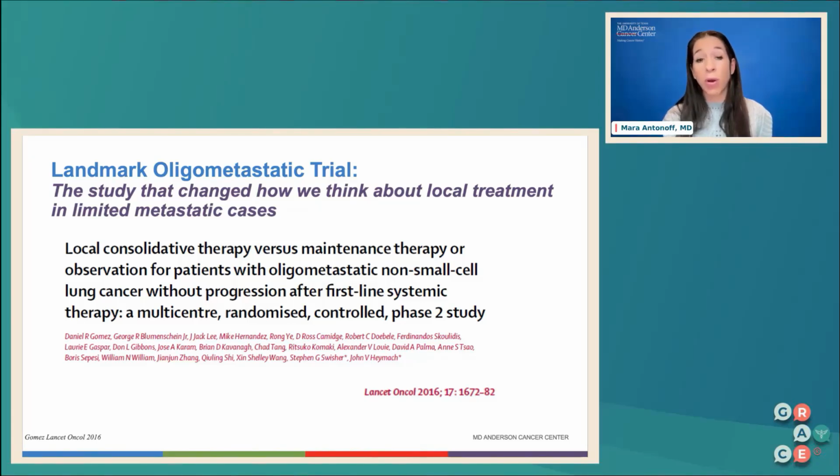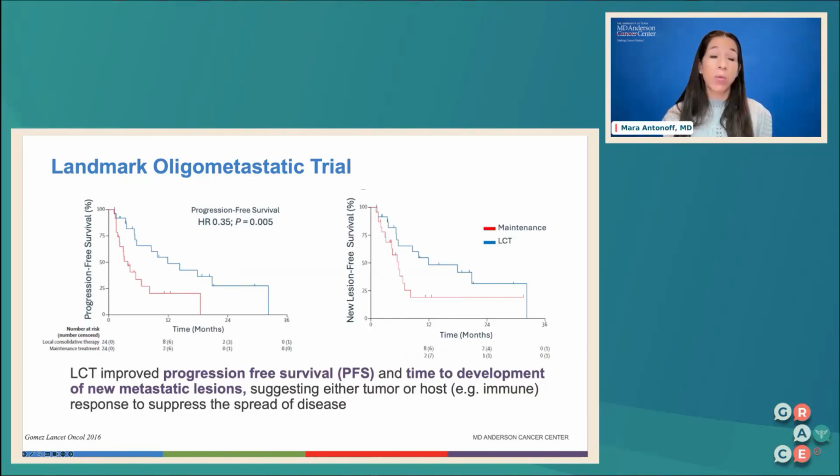And I think the important take home points from this study were that it really helped us realize that by treating aggressively the local spots of disease, in addition to drug therapy for patients who have limited metastatic burden, we can see improved time without progression, which you see on the graph on the left, as well as increased time until new spots develop, which you see in the figure on the right.